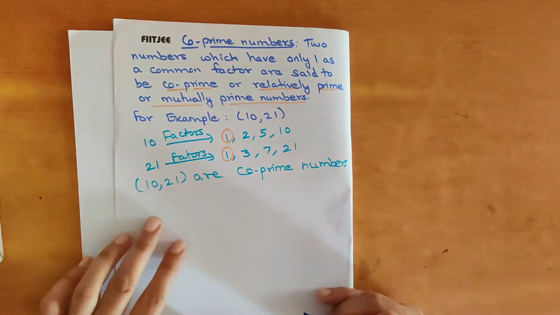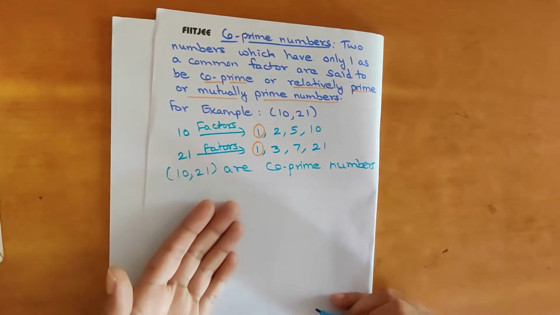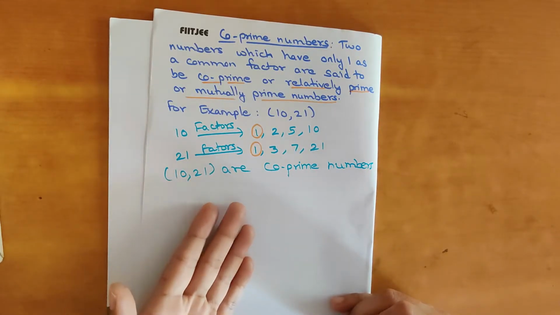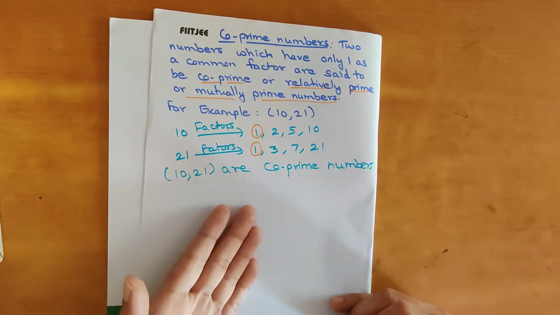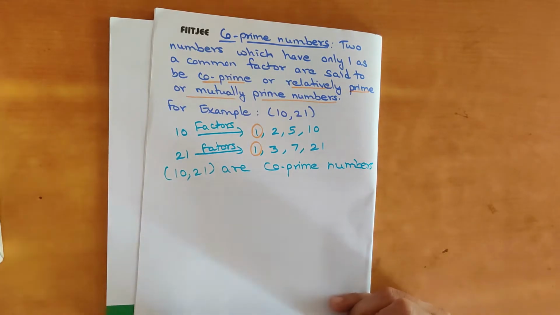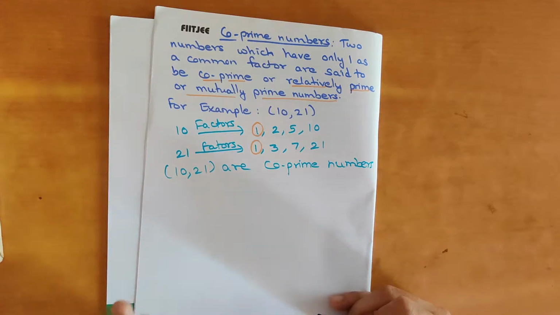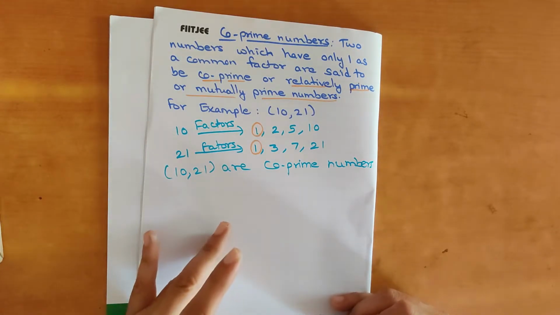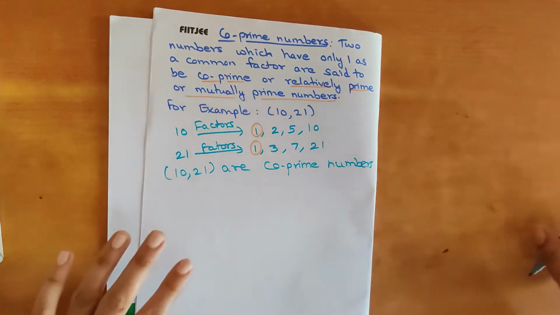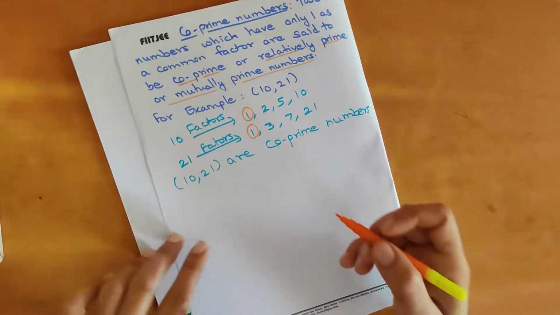Or any two consecutive numbers are also said to be co-prime numbers. For example, 2 and 3, if you take the common factor, you will get only 1. If you take 6 and 7, again you will get common factor only 1. So any two consecutive numbers are co-prime numbers. Now, twin prime numbers.